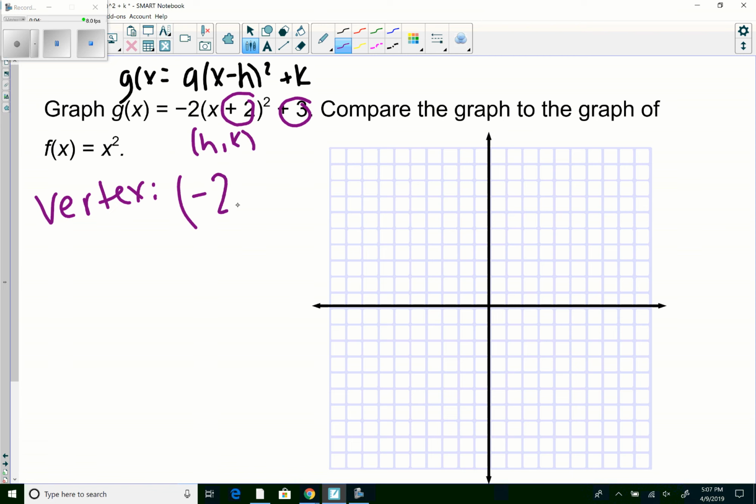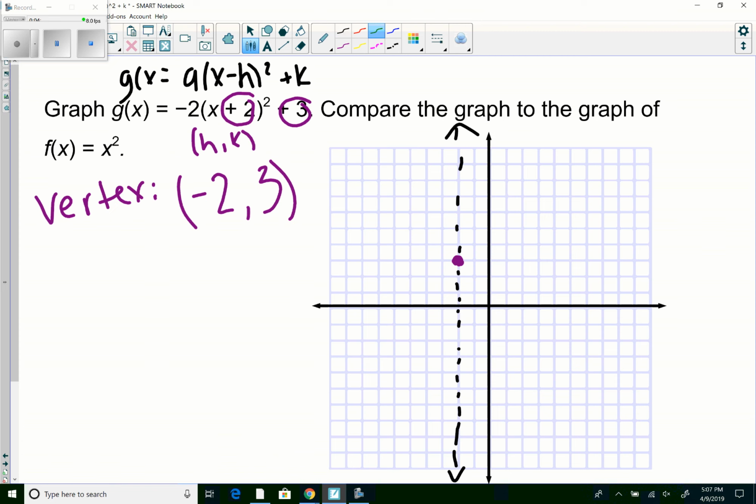So your vertex is going to be at (-2, 3). Remember, we take this oppositely. So back 2, up 3. I'm going to plot that vertex right there. Then once I've found the vertex, I might just go ahead and throw the axis of symmetry in there, because I know that the axis of symmetry has to go through that.